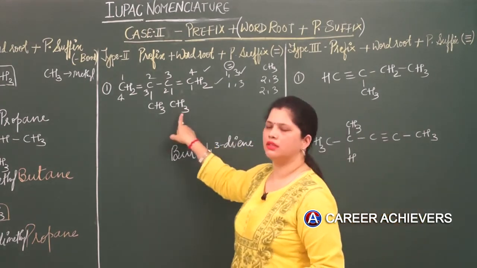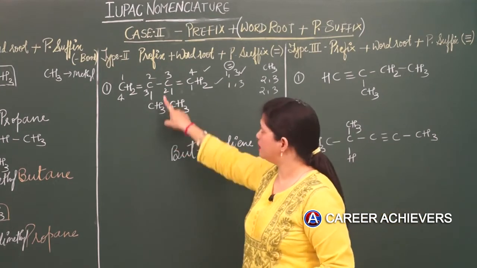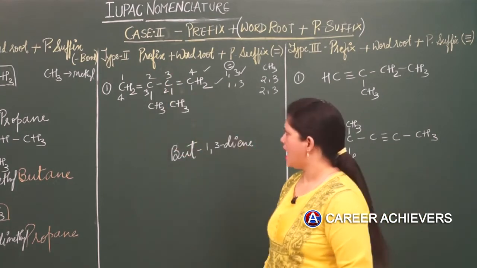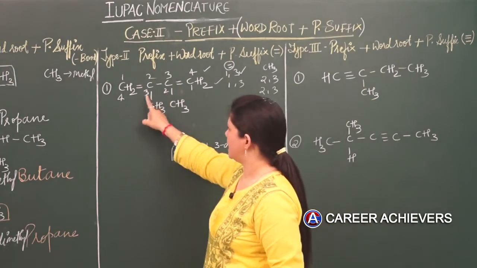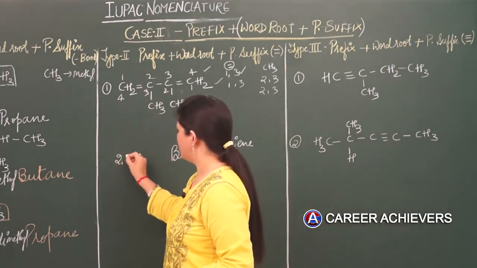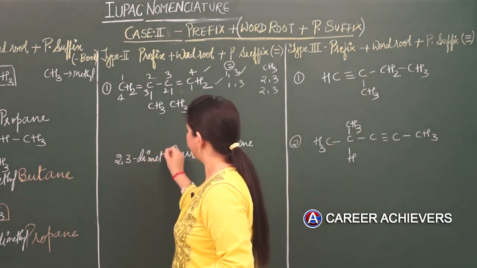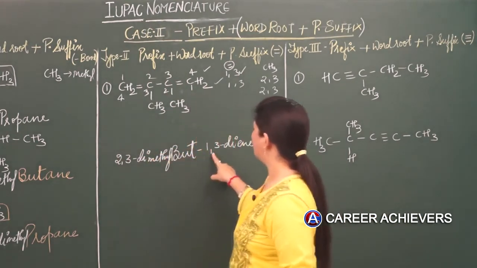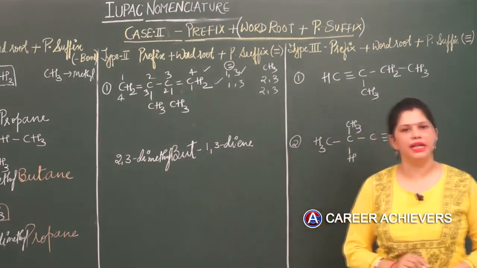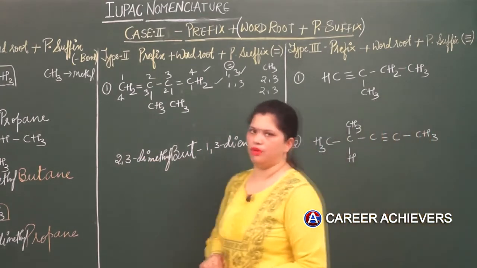Now what is left? The methyl has to be added in the form of a prefix. The positions of methyl are the second and third carbon, so 2,3-dimethyl. But-1,3-diene is the complete name of this molecule, right children?